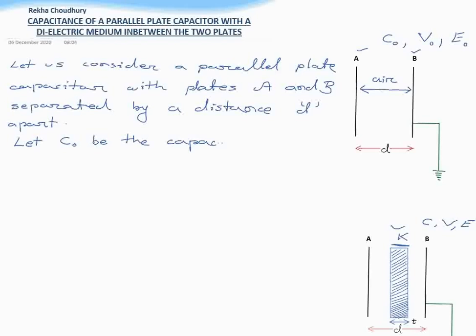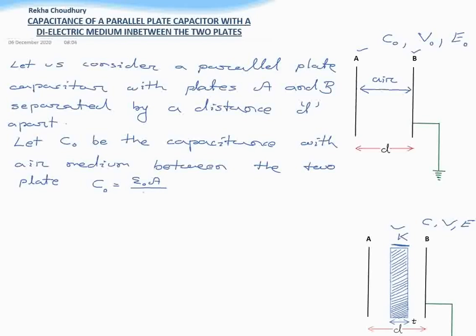Capacitance with air medium between the two plates, and already we derived the expression: C naught is equal to epsilon naught A divided by small d. Let us write this as equation number 1.